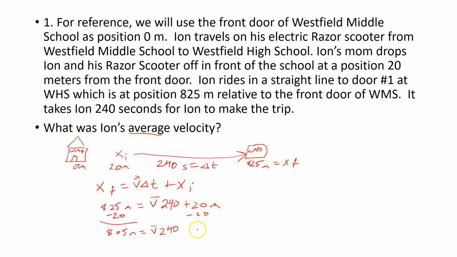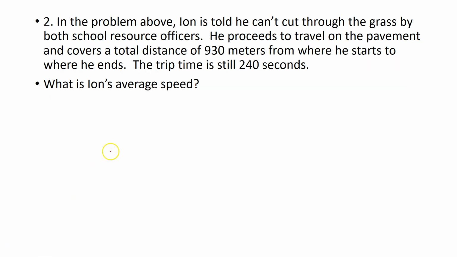And now when you divide the two, you find out that that average velocity was equal to 3.35. So make sure we make our point really big here. 3.35 meters per second. And that is our first problem, number 1. Let's go ahead and take a look at number 2.